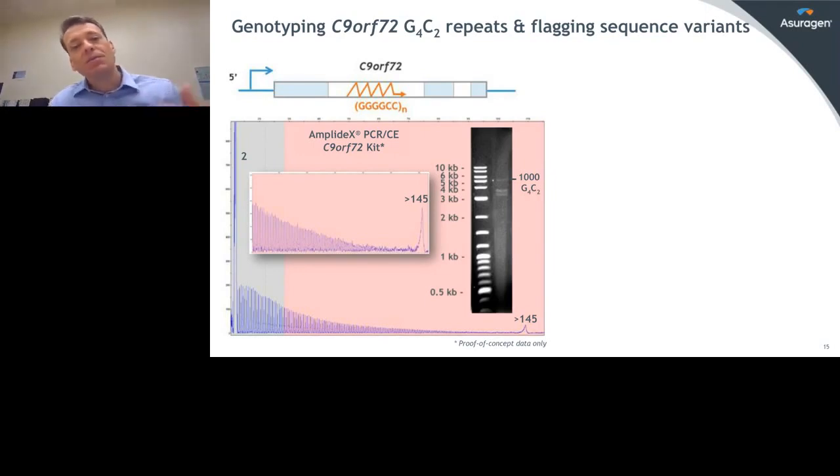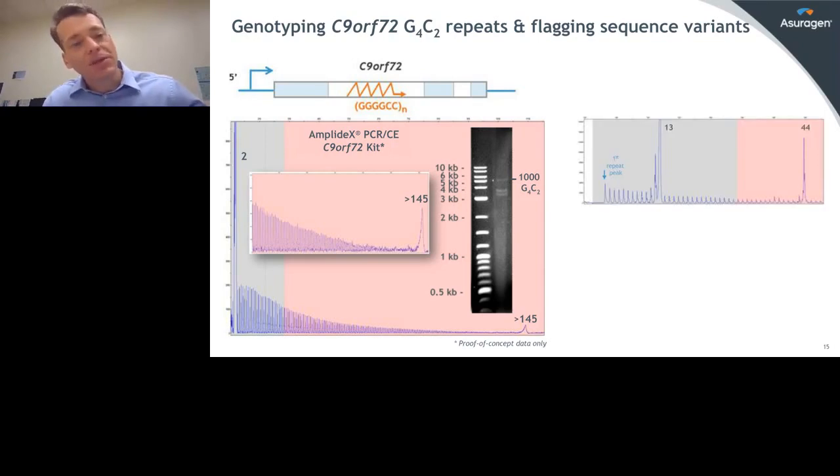And it's important to note that, much like I had mentioned with Fragile X, the ability to amplify longer products is within the PCR. The limitation at 145 repeats in this case is only from the platform. It's not from the PCR. And just to give you a further indication of that, you can see the agarose gel image here, which shows up to 1,000 hexanucleotide repeats that we can detect.